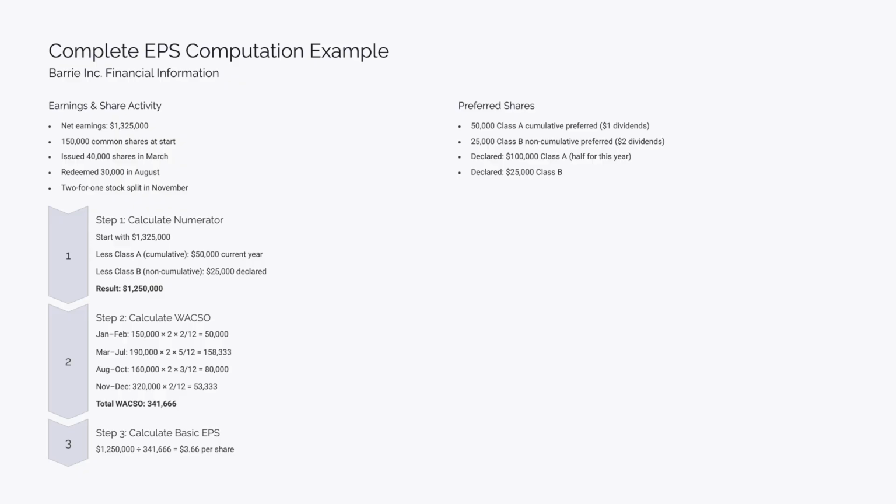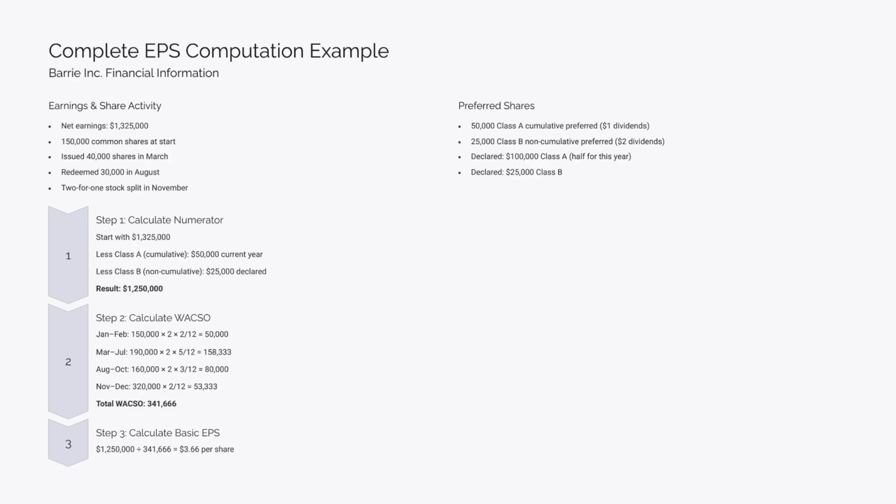So step 1, net earnings available to common shareholders, numerator. For cumulative preferred, we deduct only the current year's entitlement, even if more was paid, because any prior year portion would have reduced the prior year's EPS. For non-cumulative, we deduct only what was declared this year. Start with net earnings, $1,325,000, less Class A, cumulative current year entitlement, 50,000 shares times $1 equals $50,000. Note that the other $50,000 paid relates to last year, so it doesn't reduce this year's EPS numerator.